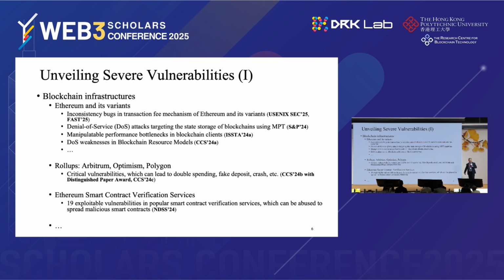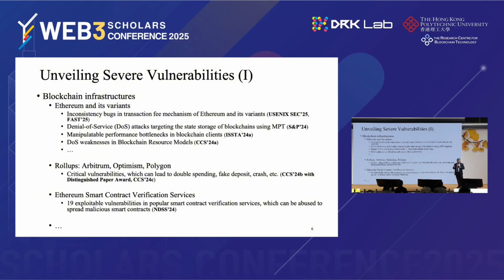We have been investigating the security issues of blockchain infrastructures. For example, we have identified security problems in major blockchain platforms like Ethereum and its variants. We recently identified some inconsistency bugs in its gas mechanism. We also discovered a set of DoS vulnerabilities that affect the liveness and other features of blockchain platforms using MPT. We also identified some DoS weaknesses in the blockchain resource model. Last year, we identified several severe vulnerabilities in popular rollup systems, including Arbitrum, Optimism, and Polygon. We also uncovered some exploitable vulnerabilities in the Ethereum smart contract verification service.